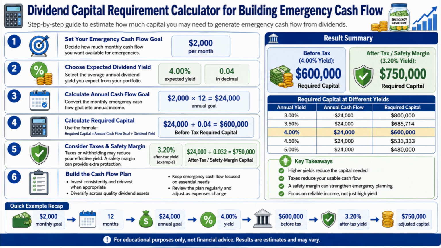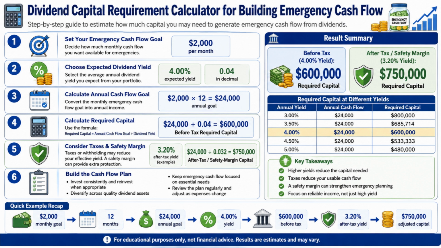To quickly recap the example, the monthly goal is $2,000. Multiplying it by 12 gives an annual goal of $24,000. Dividing that by a 4% yield gives a before-tax capital requirement of $600,000. Then, adjusting for a 3.2% after-tax yield increases the required capital to $750,000.